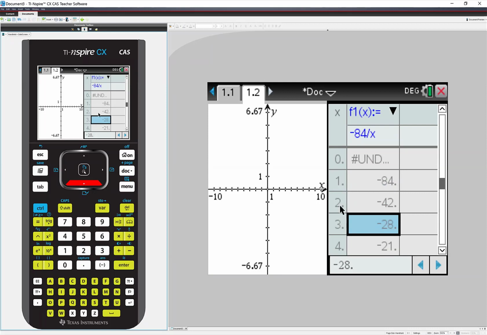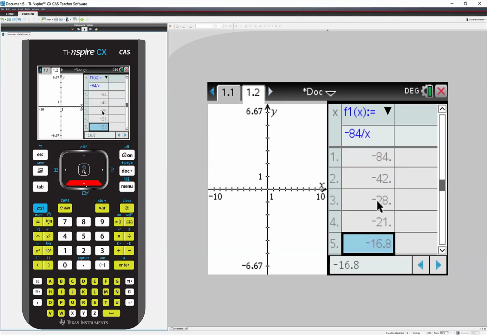And then I go to 2. 2 times negative 42 is negative 84, but the difference between 2 and 42 is 40, so it can't be that one. So I just keep going, keep scrolling down through my table or list until I see one that's getting closer. See, 6 times negative 14 is negative 84, but the difference is not 5. We're getting close. And then bam, 7 and negative 12. So negative 12 times 7 is negative 84, and the difference between 7 and negative 12 is 5.